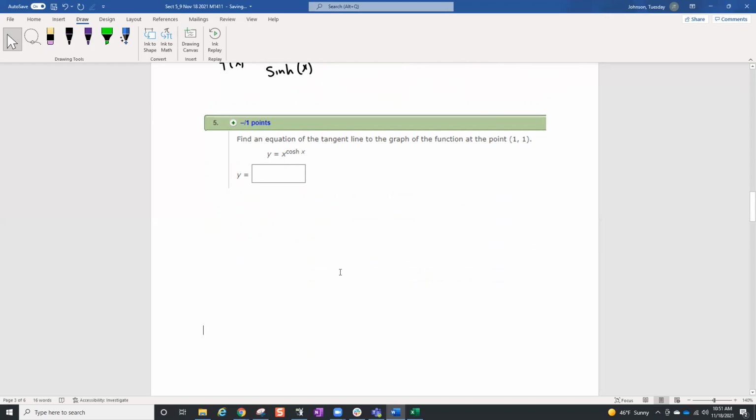Find an equation of the tangent line to the graph of the function at the point (1, 1). We've been doing this since chapter 2. Like, we've been doing this a while. Equation of the tangent line. So we know that y prime is the slope of the tangent line, and we'll have y minus 1 equals the slope times x minus 1. So we know that we're getting this eventually.